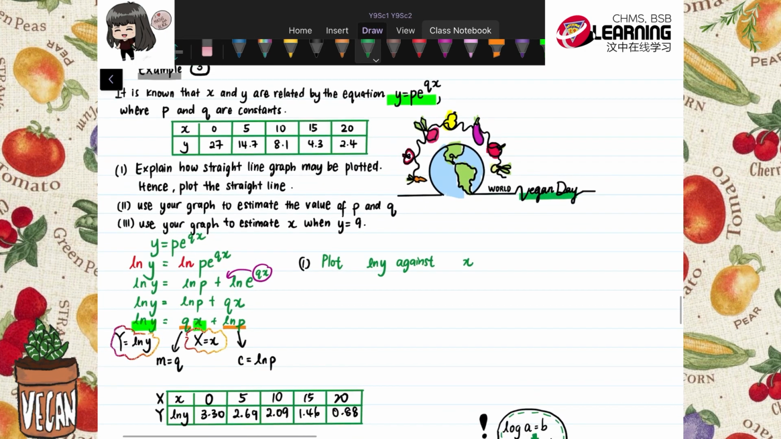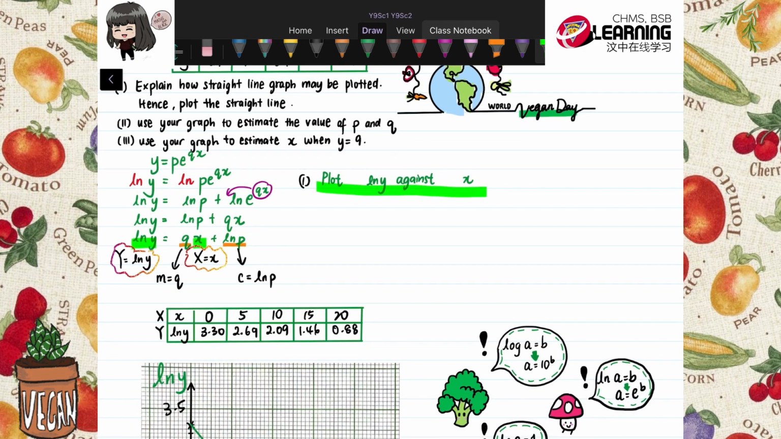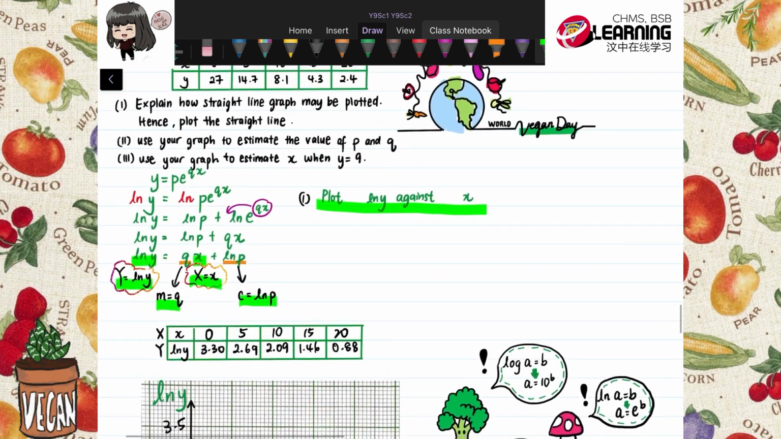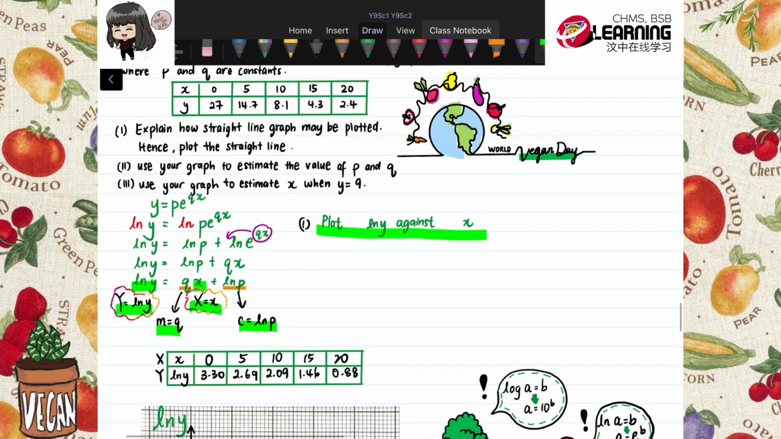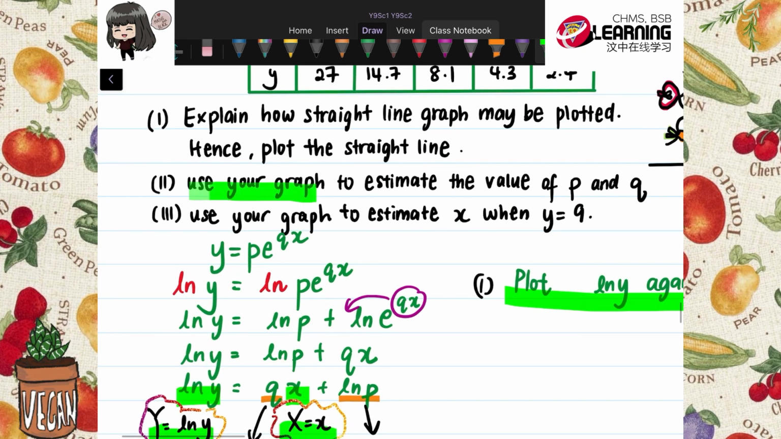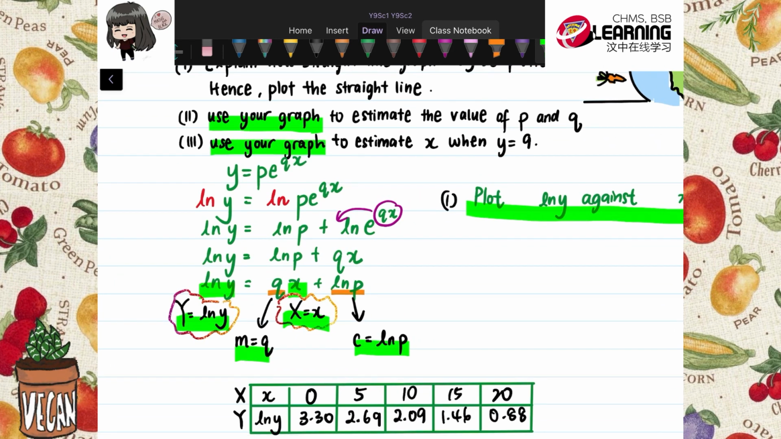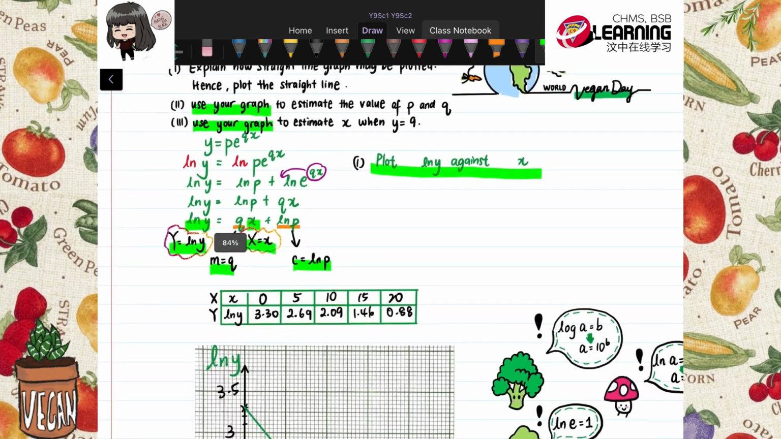Alright, so this is coming from my part 1. After explanation here, plot ln y against x, and I'm showing all my Y, X, M, and C. And then I draw this graph. Then part 2 and part 3 use your graph. So no matter what, you must use your graph to get the answer. If you don't use your graph to get the answer, it will be wrong, even though your answer is correct.